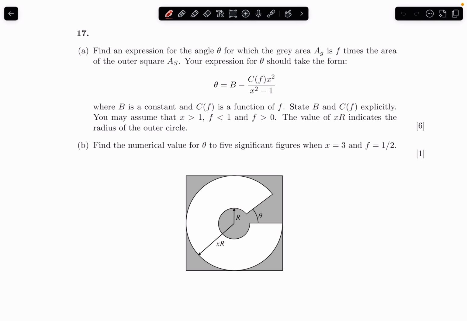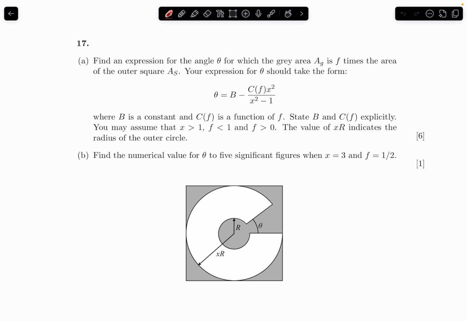Hi everyone, today we're going to be looking at the Physics Aptitude Test. I believe it's called the Physics Admissions Test nowadays. This is the 17th question and it belongs to the 2019 exam for the University of Oxford. So let's get right into it.